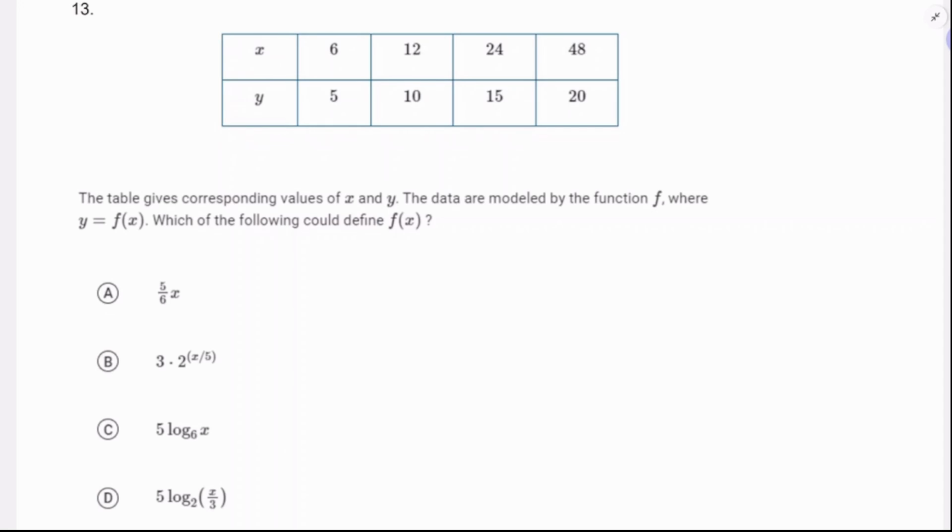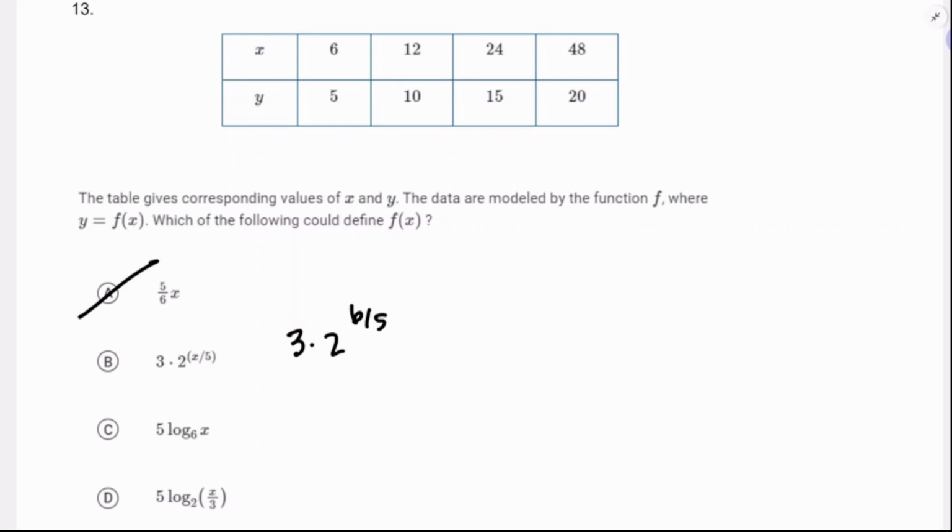All right, here we've got a table with x and y values modeled by the function f. Which of these could be f? Okay, well, 5/6 of x would fit the first two, but wait. No, because if I divided that by, I would need to have 20 in the 24 row. Okay, so that one's out. And plus, that's not an exponential or a log function. 3 times 2 to the x over 5 doesn't work with 6 and 5, I don't think. 3 times 2 to the 6/5? No. That's out.